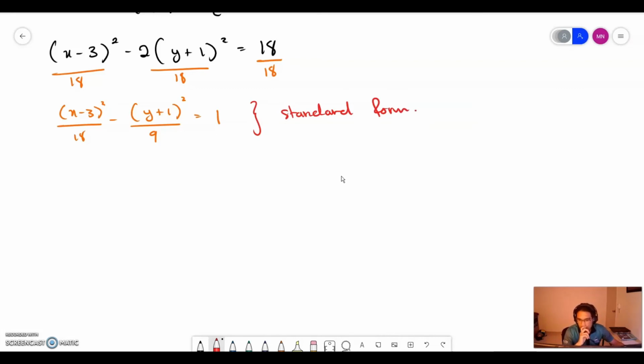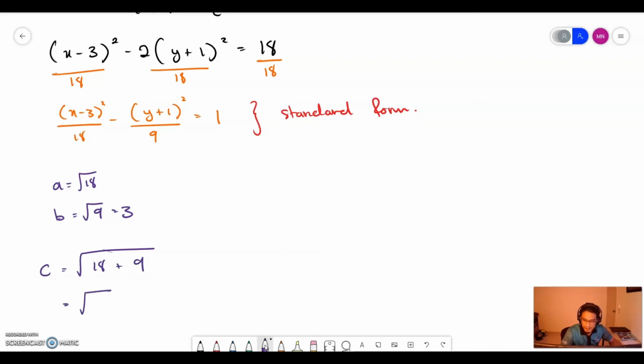Okay, so now from this standard form of hyperbola, we want to find the vertices, foci, and equation of asymptote of the hyperbola. And now we want to sketch. So we firstly determine the value of a and b. So a equal to square root of 18, b equal to square root of 9, that is equal to 3, and our value of c equal to, sorry, not 18 squared but 18 plus 9, and now we have it equal to square root of 27. So that is the value of c.